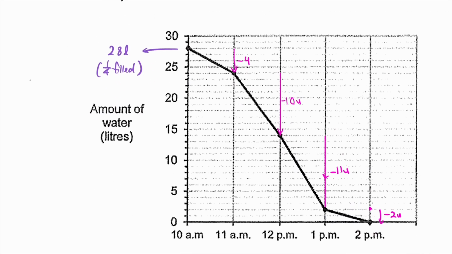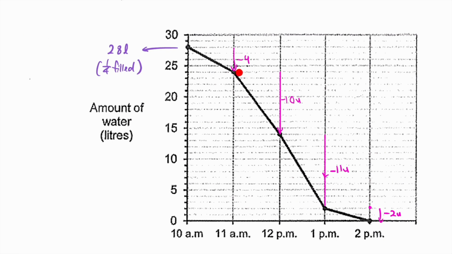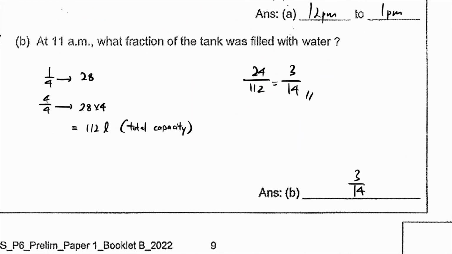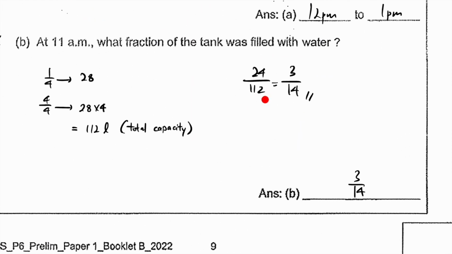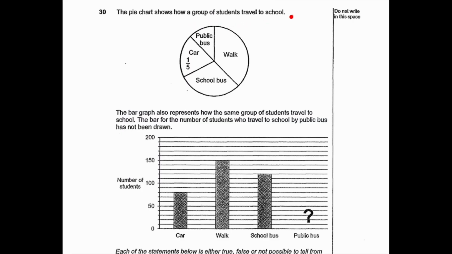Well, we can say that at 11 AM, that was 24 liters. So 24 out of the total of 112. Okay, what fraction is that? In simplest form, 3/14.